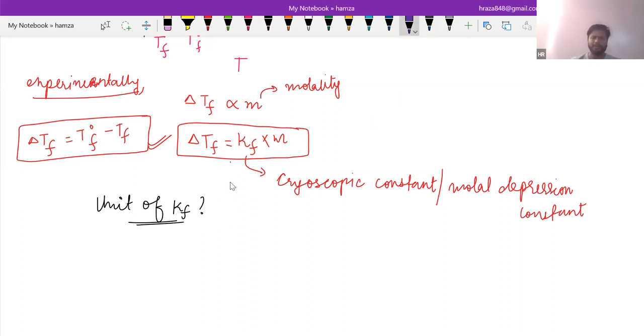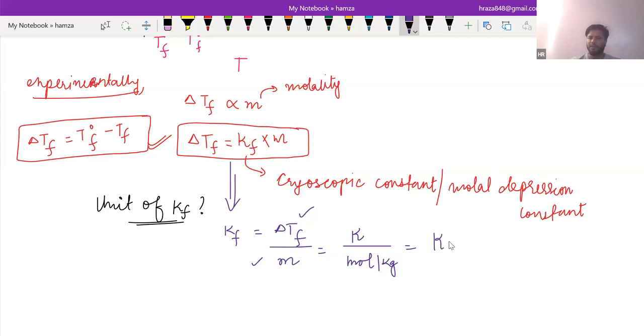See, the unit of Kf is very easy. Kf will be equal to delta Tf upon m. Again, what is the unit of temperature? Kelvin. What is the unit of molality? Mole per kg. So if you calculate it, the unit will be the same as Kb, Kelvin kg per mole. Is that clear, everyone?